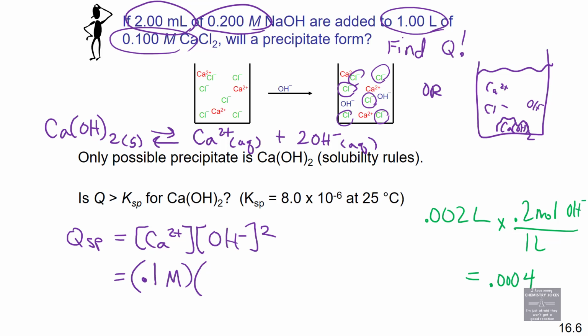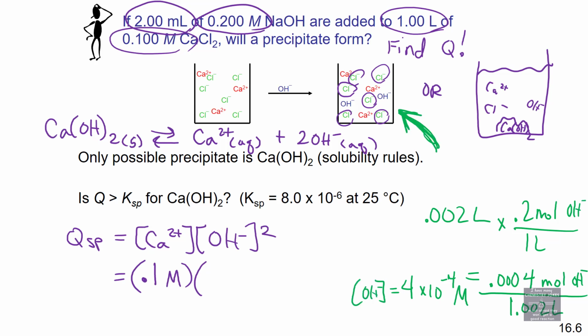0.0004, and I might not have enough zeros. I think it should be one more. Let me double check with the calculator. Moles of hydroxide. So, yep, I was right. 0.0004 moles of hydroxide divided by 1.002 liters officially because it's diluted into that volume now. I'm going to round and say 4 times 10 to the negative 4th molar. That's the concentration of hydroxide in my new beaker where it has been diluted.